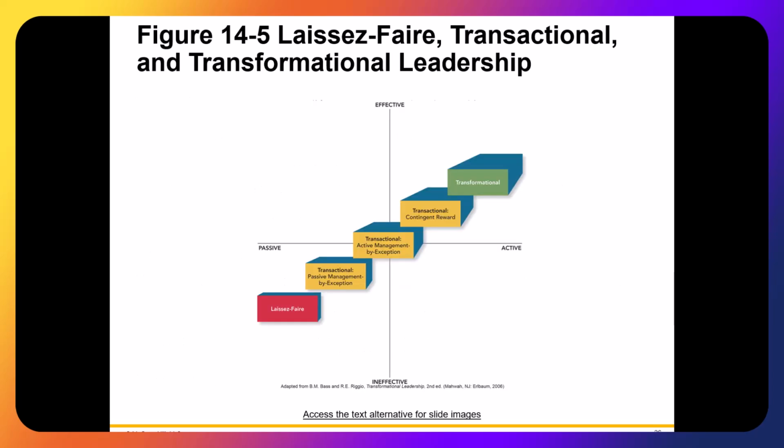So when we look at passive, we see down here laissez-faire, we see that's the least effective. It's actually ineffective a lot of times. As we work our way up to the most effective, we're looking at transformational leadership. And we see transactional. You go from transactional to transformational. And that's ultimately where we want to see leaders be.